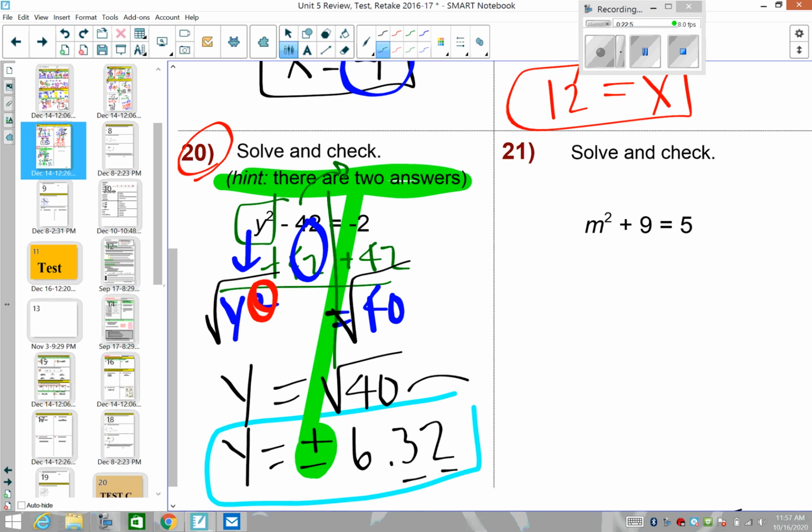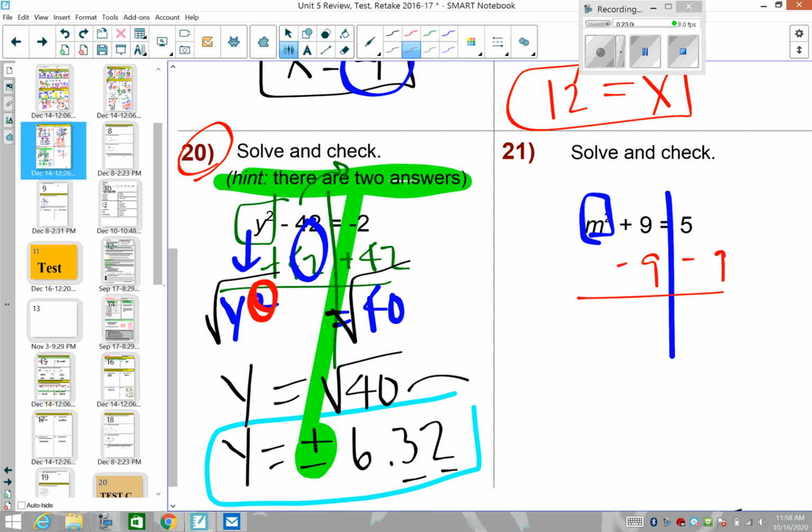Moving on, question 21. Here we go. Build house, build fence, clean yard, or put your hand on that m squared. We subtract 9, copy, paste, copy, paste. You maybe can't see that m squared now. All right, let's do it. So we're trying to isolate, get m alone. So we do that. m squared is equal to negative 4.